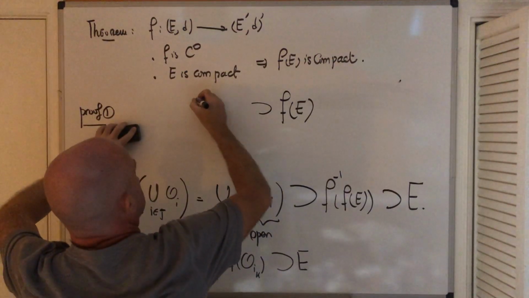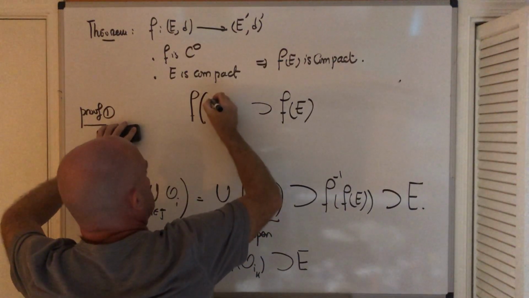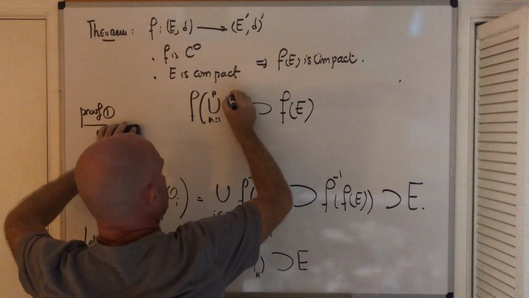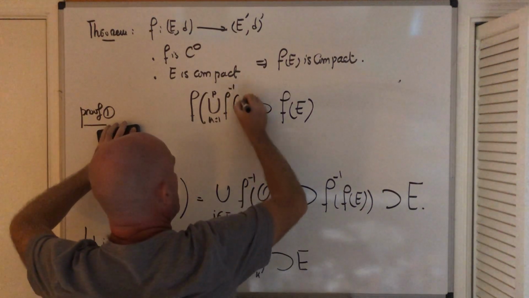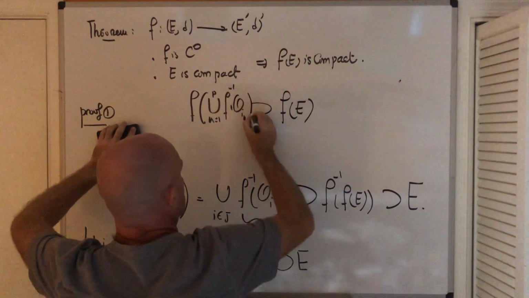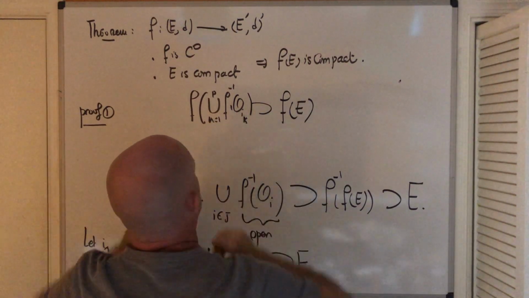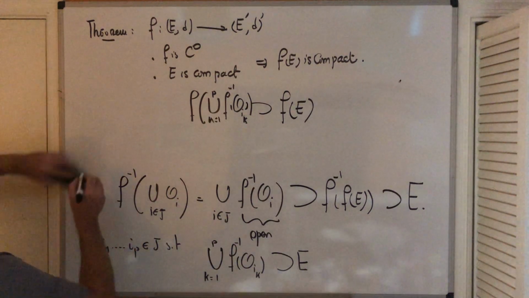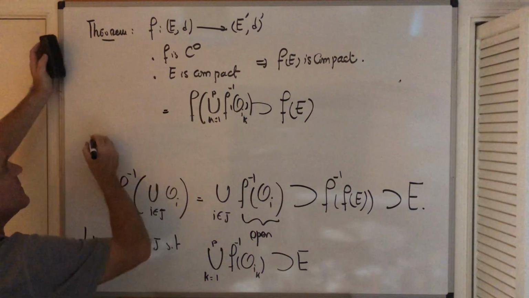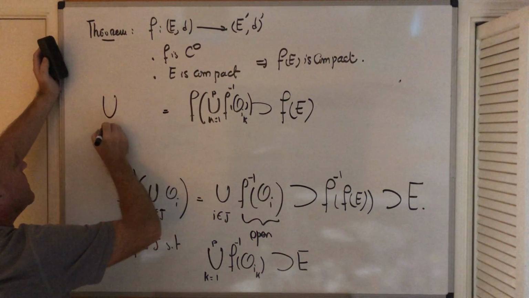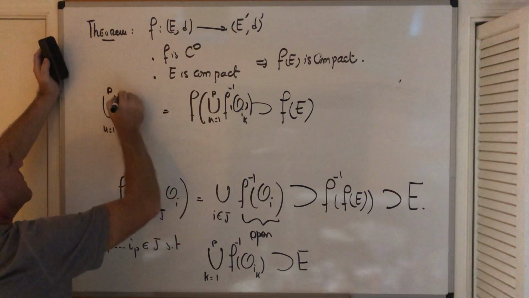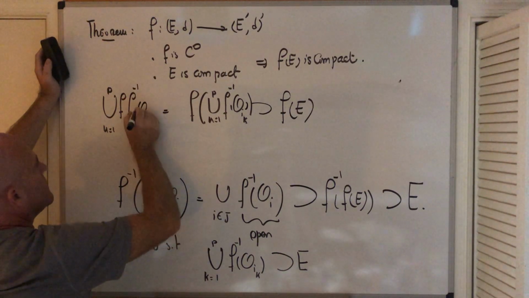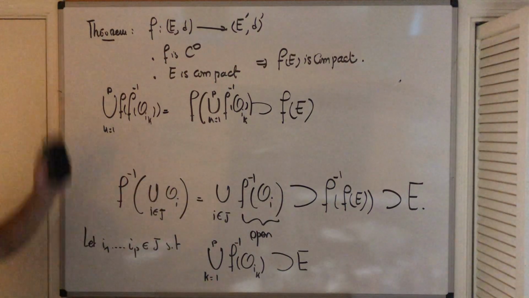So this was, as I said, the image f of the union from k equal 1 to p of f minus 1 of OIK. That's better. Okay, so this guy is exactly the same as the union from k equal 1 to p of f of f minus 1 of OIK. So take the bracket as we need, and that's it.